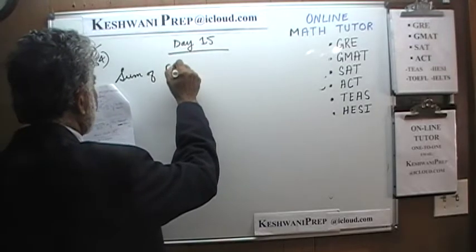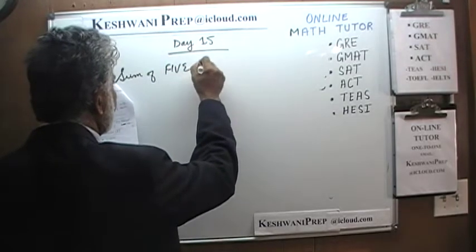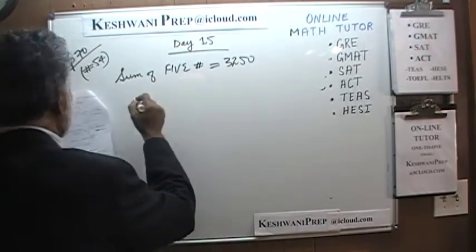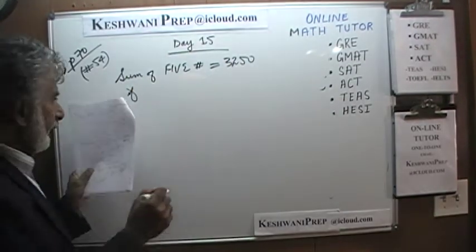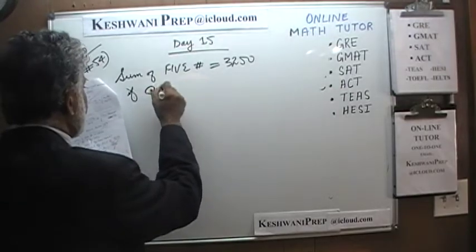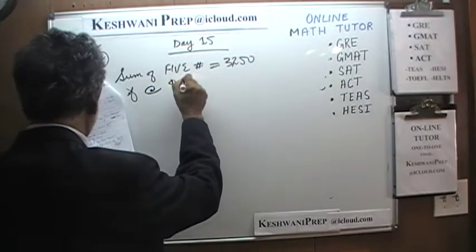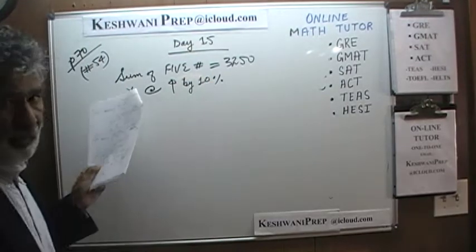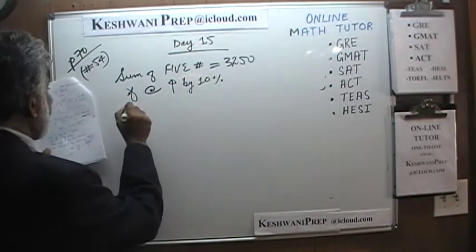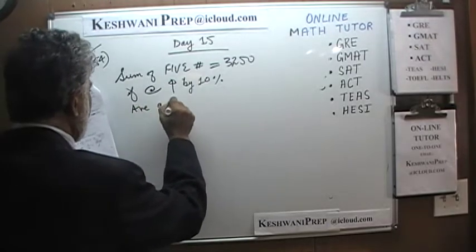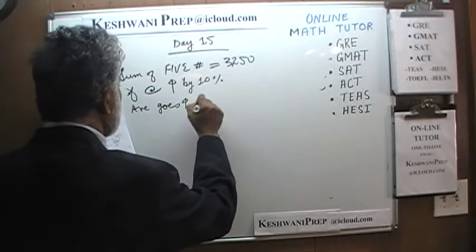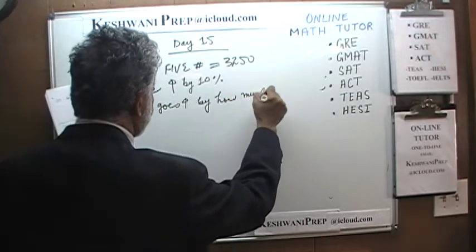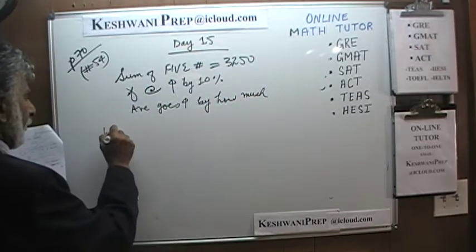Number 54. In number 54, we have five numbers, and the sum of the five numbers, we are told, is 3,250. We are further told that if each one of these numbers goes up by 10%, what happens to the average? That's all it is. And the average goes up by how much?